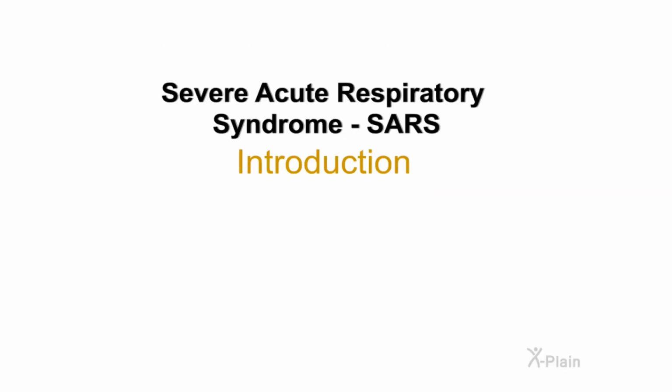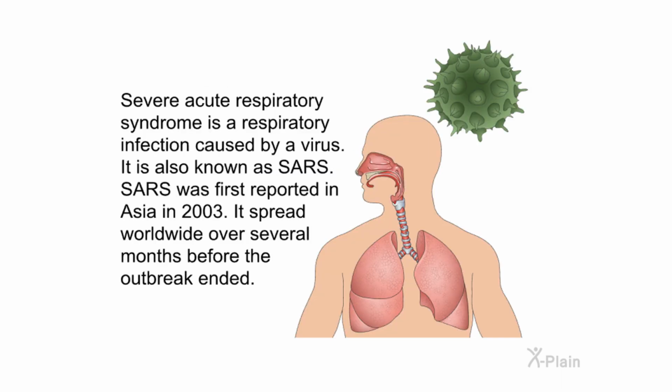Severe acute respiratory syndrome, SARS. Introduction. Severe acute respiratory syndrome is a respiratory infection caused by a virus. It is also known as SARS. SARS was first reported in Asia in 2003. It spread worldwide over several months before the outbreak ended.